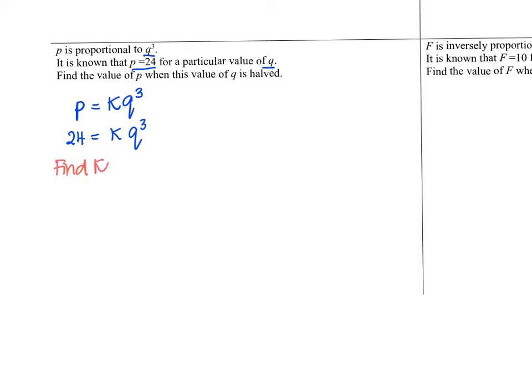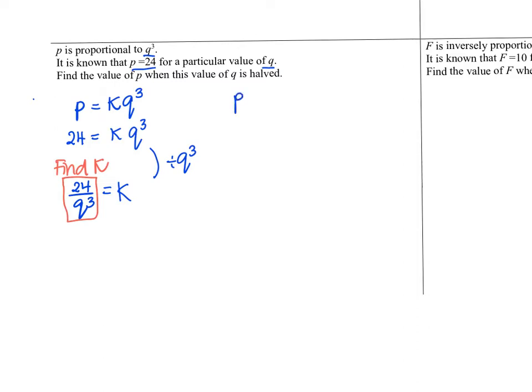So what we're going to do, we're going to find an expression in terms of k. To do this, I divide by q cubed. Writing it in a fraction form for algebra, 24 over q cubed. So k is now this expression over here. Okay, we are going to use this later.